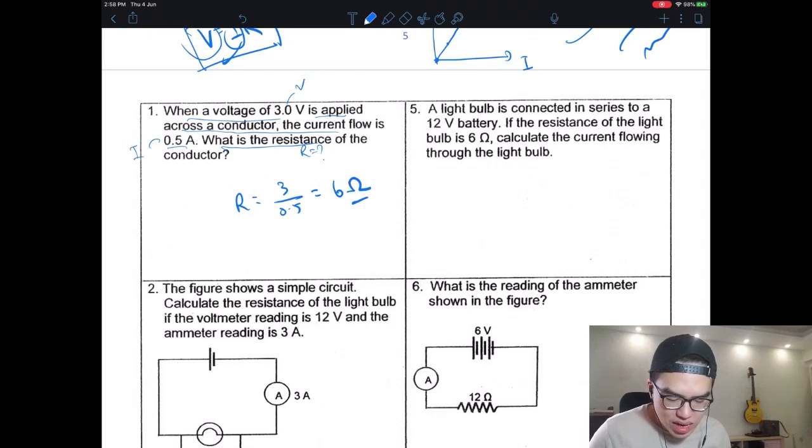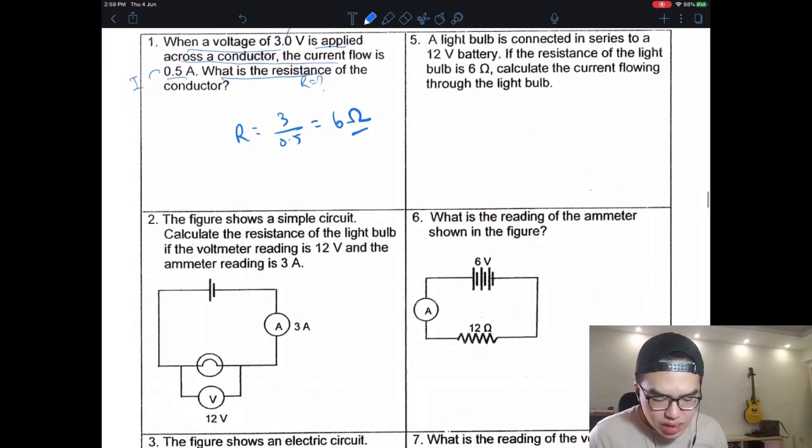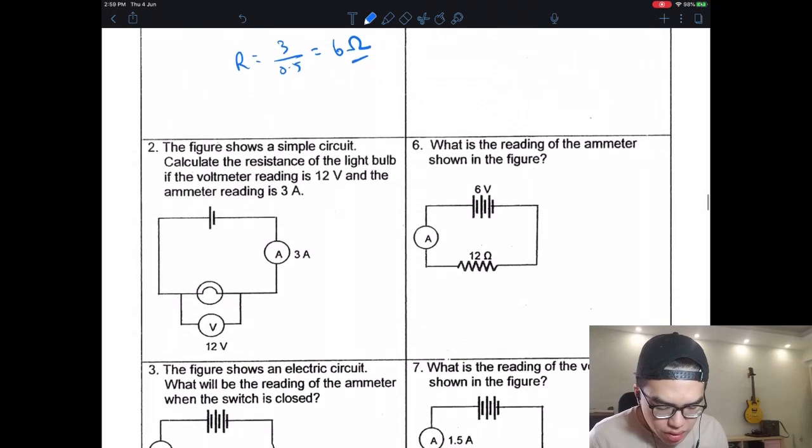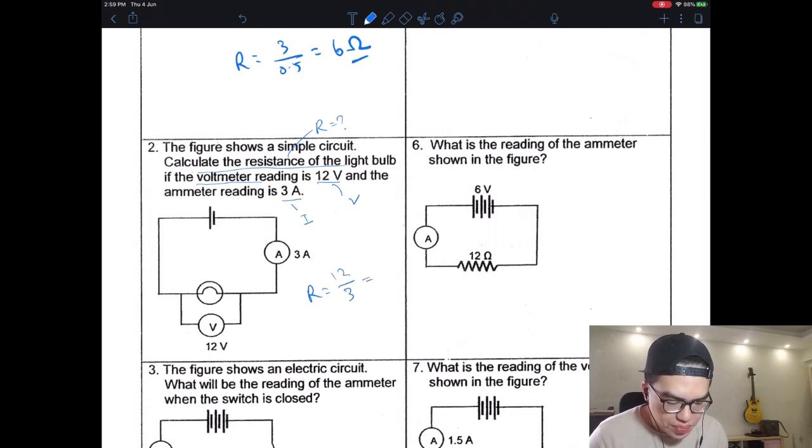Next, number 2. The figure shows a simple circuit. Calculate the resistance of the light bulb. It means they want the R. Put a question mark here. The voltmeter reading is 12, so this is the V, and the ammeter reading is 3, so this is the I. So R equals V over I. You will get 4 ohm.